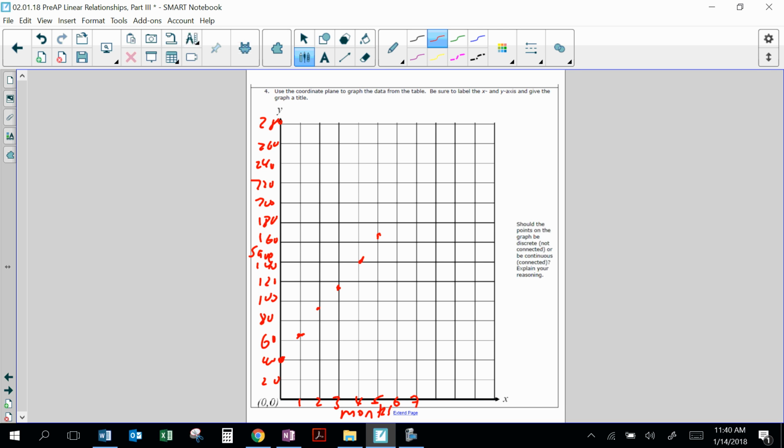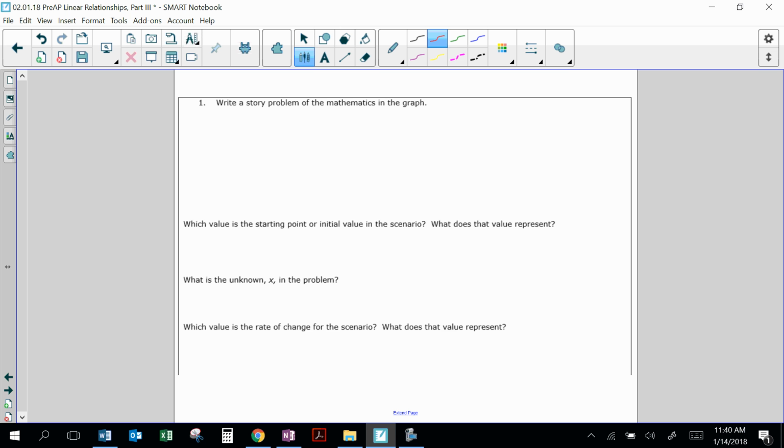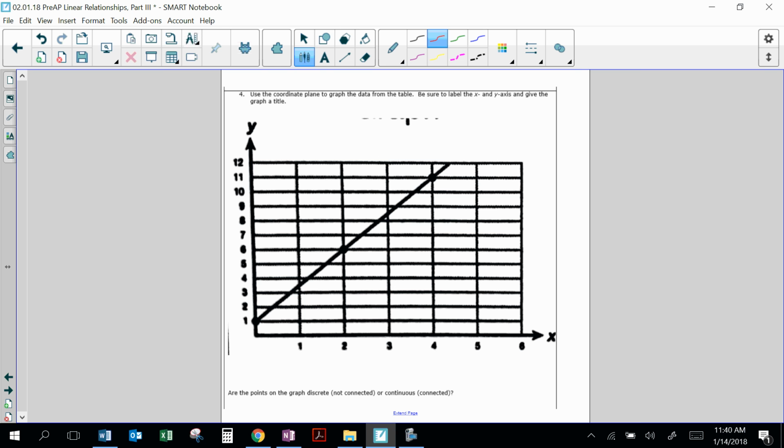Well, no, we're talking about the number of each month he's saved, not each day or fraction of a second he's saving. So I'm not going to be connecting it. And that is our representation. So our next example is, given a graph, can you make a table out of it?